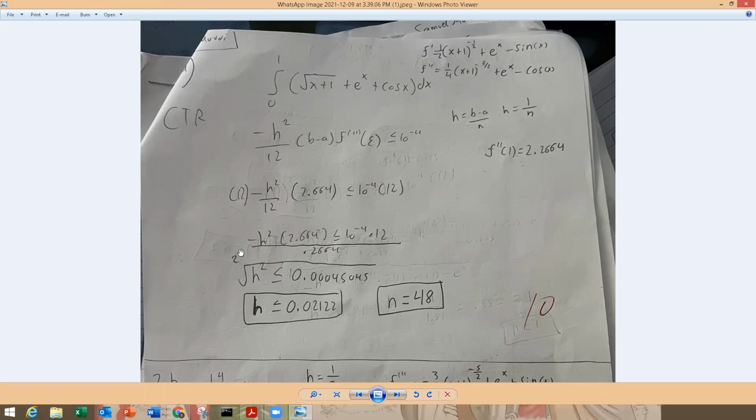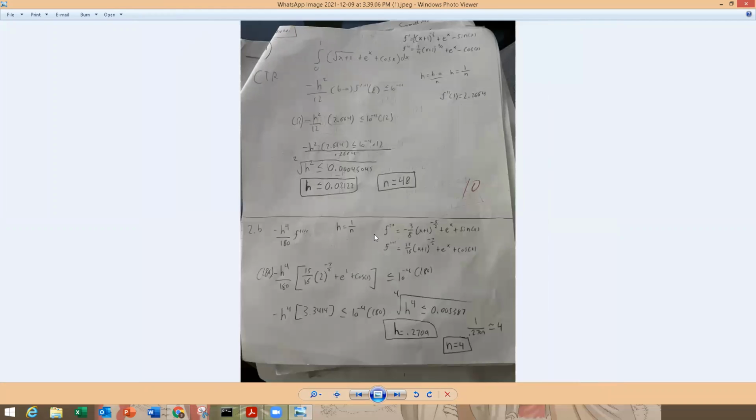Then I took the square root of h squared and the square root of this number, which gave me that h is less than or equal to 0.02122. And then h equals 1 over n. So I divided 1 by 0.02122, and it gave me approximately 48, right?